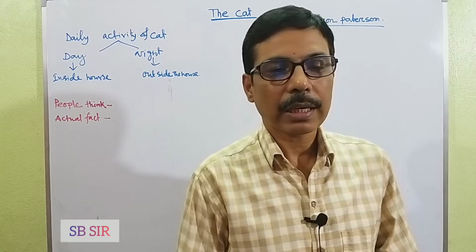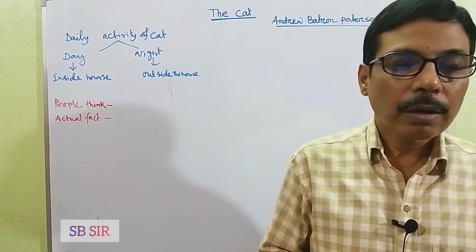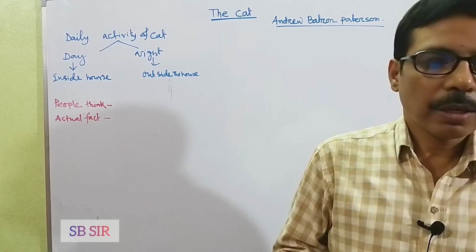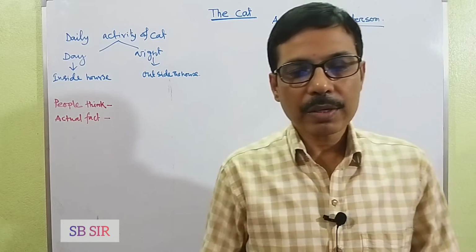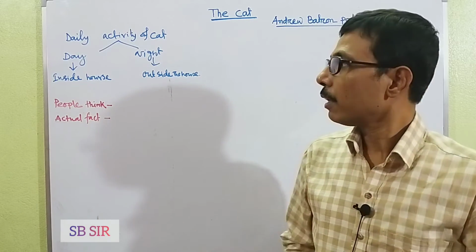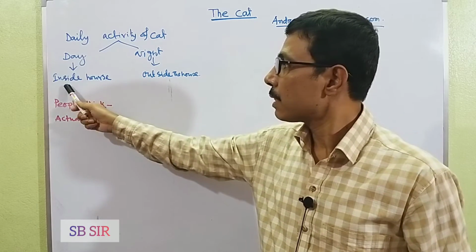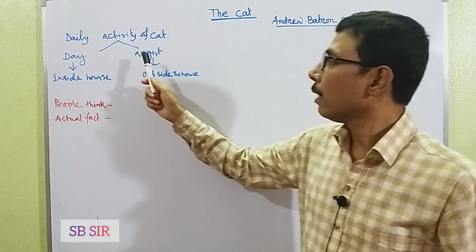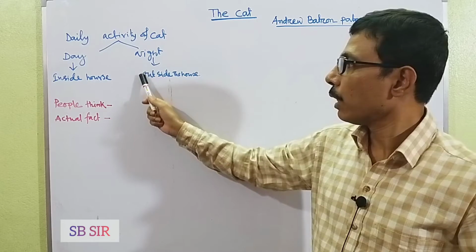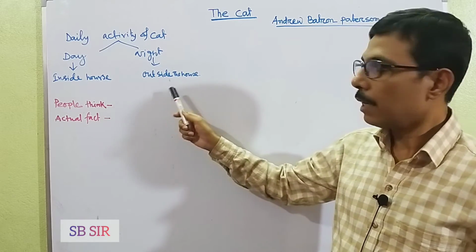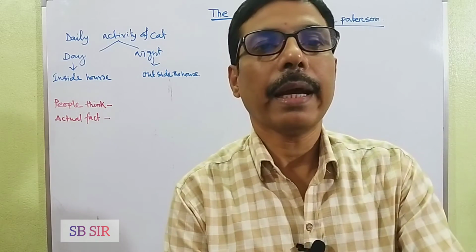But here we can see a cat has a lot of activities and a lot of character. But watch him as the shades of evening fall. You can see the cat as he really is. You can watch the real character. In the daytime inside the house, he has one type of character, and when night comes, he goes outside the house, so his character changes. This is the other character of the cat.